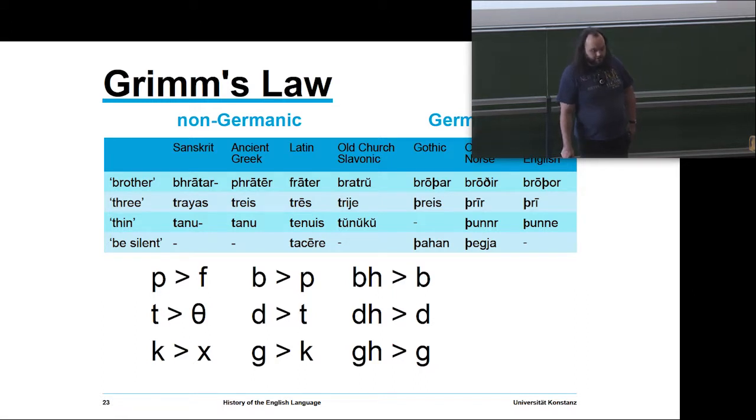Old Church Slavonic bratru. In all of these places, there's a t in the middle of the word. Germanic has a th. So this is the kind of evidence for Grimm's law that we need.